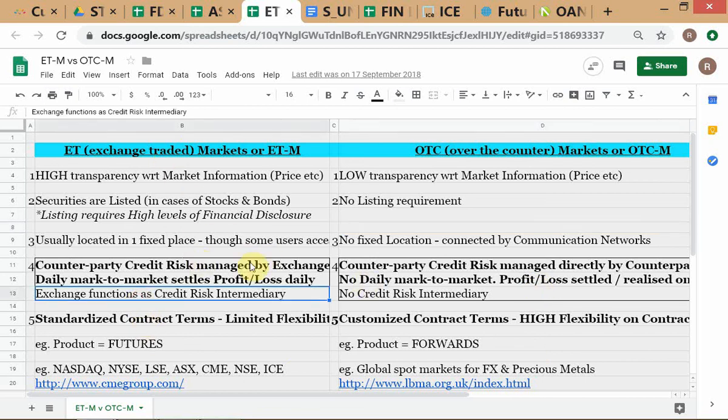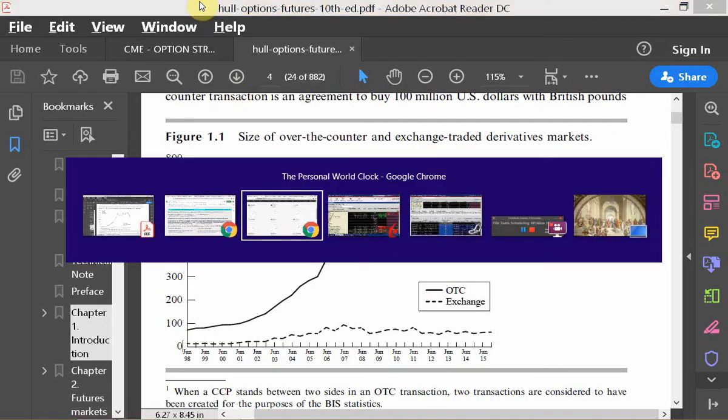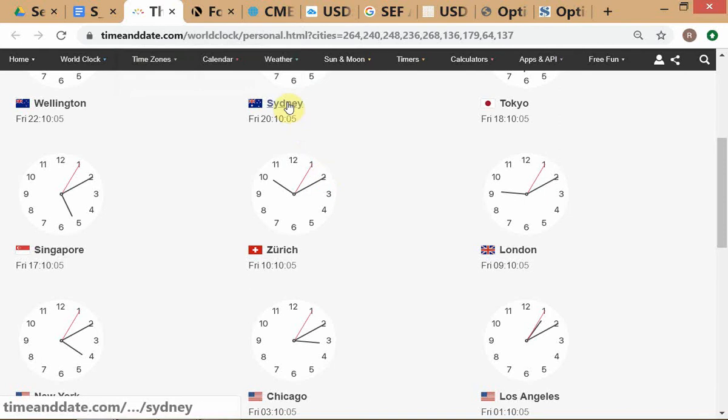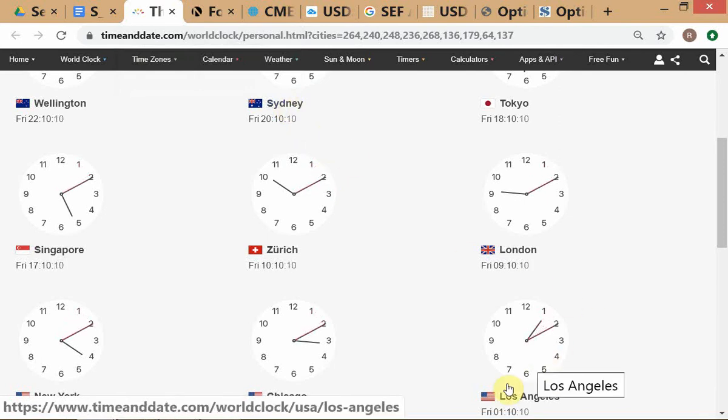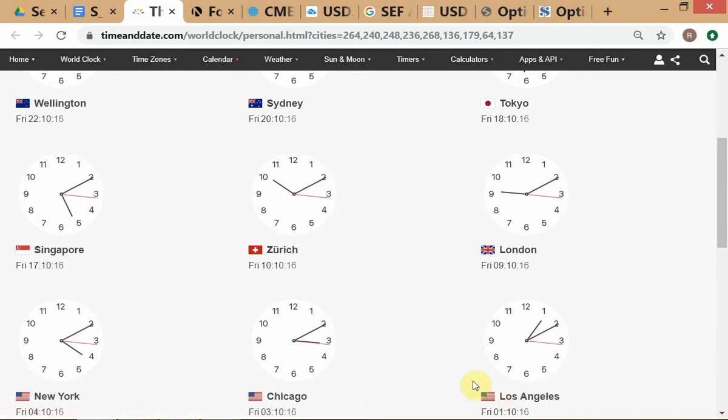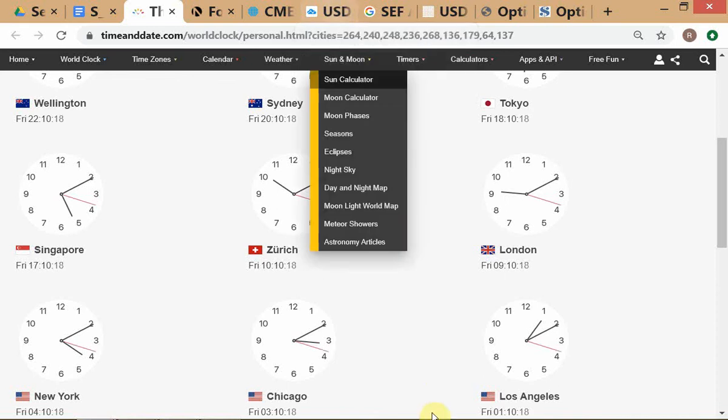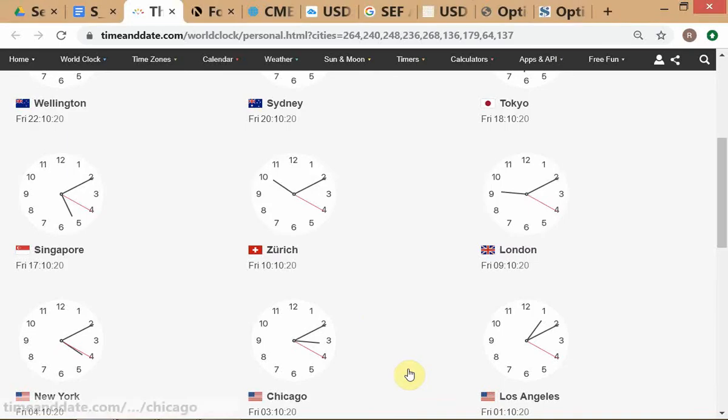Exchange traded I have not covered, but at least this part you have understood: this is called counterparty credit risk. Credit risk you have already understood. Counterparty is because in this transaction, CBS Sydney's counterparty is Wells Fargo Los Angeles, right? That's why we call it counterparty credit risk. Is this clear? Credit risk, everybody has understood. Counterparty credit risk. Okay, now, what are we saying here?